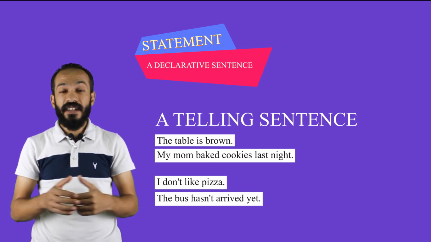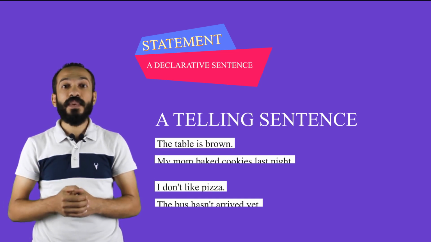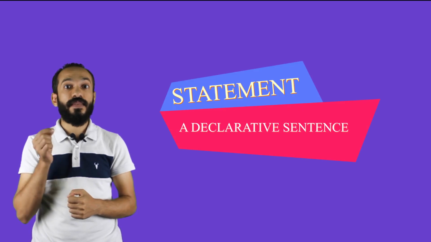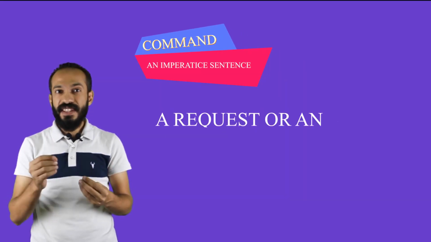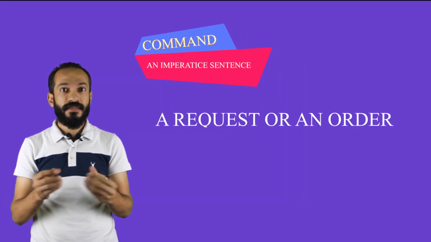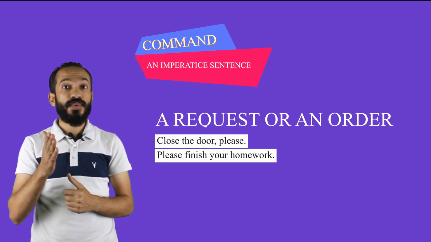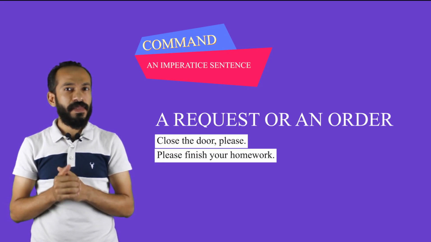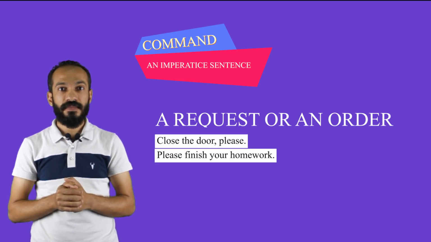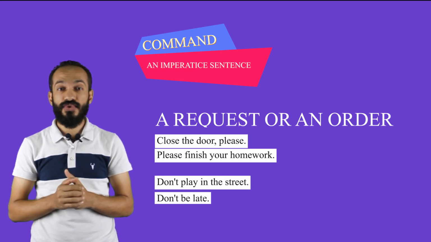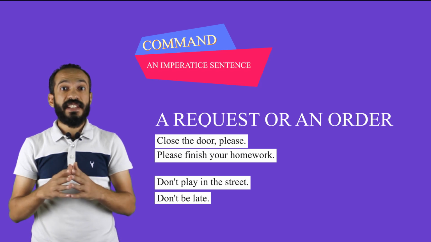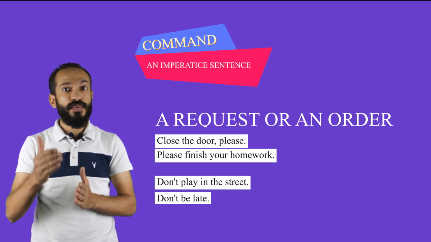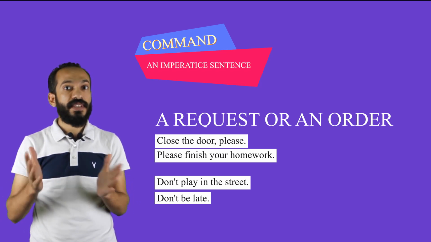Remember, a declarative sentence or a statement always ends with a period or a full stop at the end of it. A command or an imperative sentence is a sentence that shows a request or an order. Something like, close the door, please. Please finish your homework. Don't play in the street. Don't be late. So it's basically a sentence that tells someone to do or not do something.